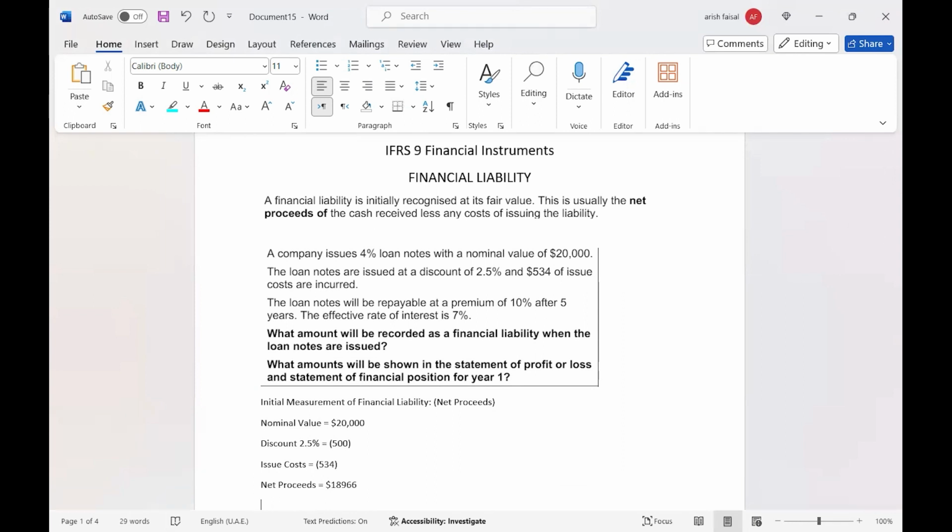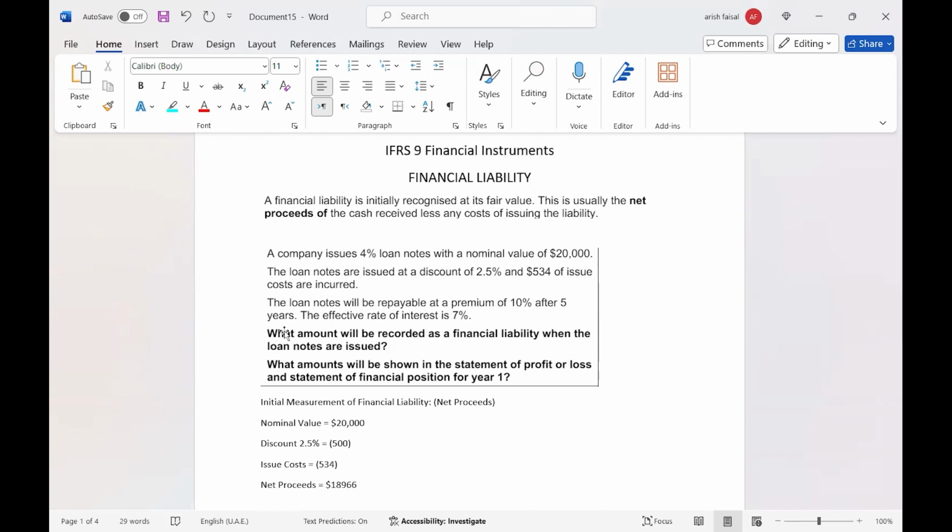Now the loan notes will be repayable at a premium of 10%. So when the time comes to repay the principal amount, instead of 20,000, the company will return 10% more. So they will return a total of 22,000. They have taken only 19,500 from the investors, but then they are returning 22K. 20 is the nominal value, so that was 500 discount, and then the other 2,000 is for the premium after 5 years. And the term of the bond is 5 years.